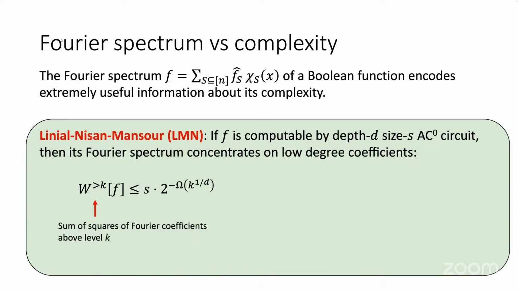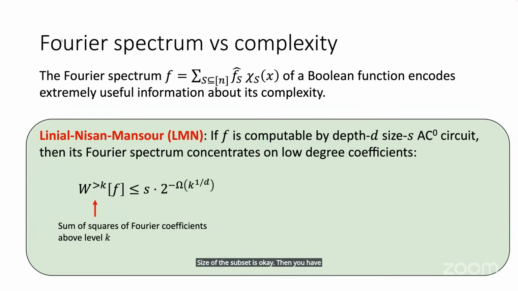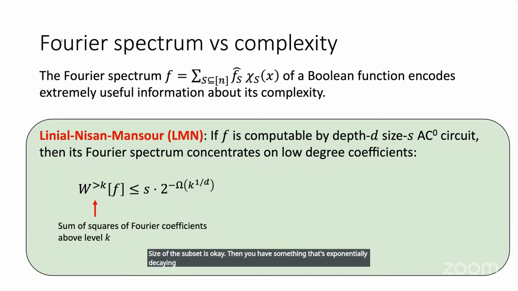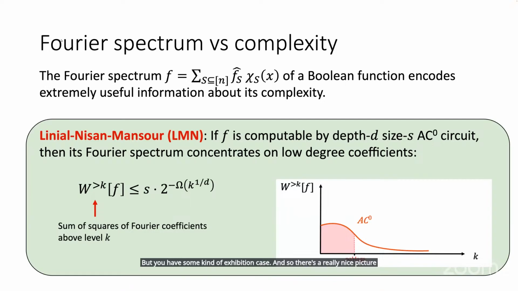If you sum up the squares of all the Fourier coefficients where the degree is, let's say, above k, like the size of the subset is above k, then you have something that's exponentially decaying with the level of k. It depends on the size of your circuit and the depth, but you have some kind of exponential decay. So there's a really nice picture to have in mind, which is that AC0 circuits compute Boolean functions whose Fourier spectrum looks like this. Plotting the level k between 0 and n, most of the mass of the Fourier spectrum is going to be concentrated at levels that are below polynomial.